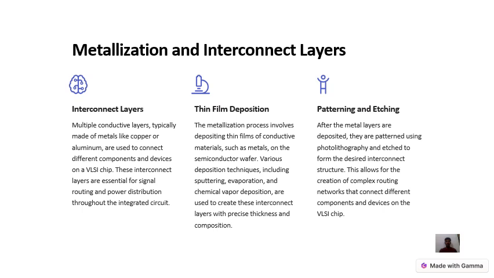Thin film deposition. The metallization process involves depositing thin films of conductive materials such as metals on the semiconductor wafer. Various deposition techniques including sputtering, evaporation, and chemical vapor deposition are used to create these interconnect layers with precise thickness and composition. Patterning and etching. After the metal layers are deposited, they are patterned using photolithography and etched to form the desired interconnect structure. This allows for the creation of complex routing networks that connect different components and devices on the VLSI chip.